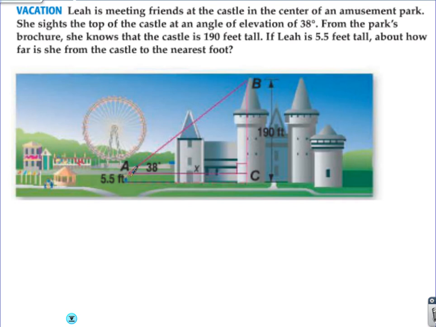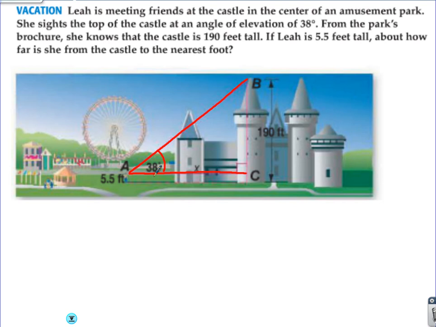Here she is. There's her horizontal line of sight, but she's looking up at an angle of elevation of 38 degrees. From the park's brochure, she knows the castle is 190 feet tall. Now why is that important? Leah's about 5.5 feet tall. How far is she from the castle? And you see what you can do with that.